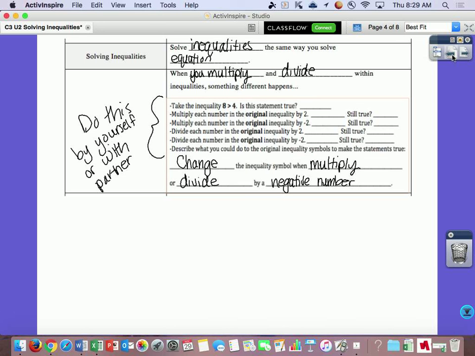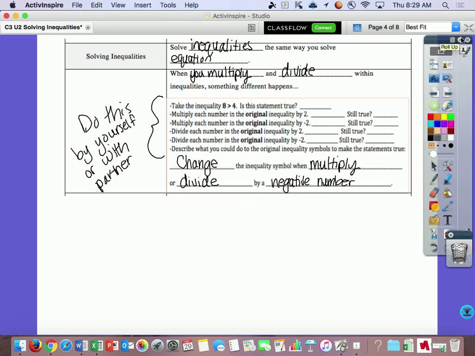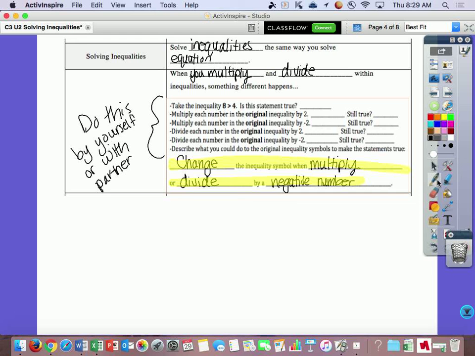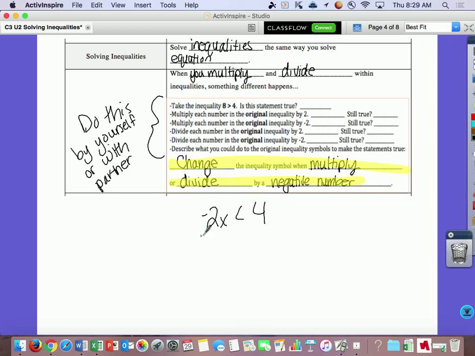Now remember, okay, and I'm going to highlight this. You should highlight it on your paper too. If you multiply or divide both sides by a negative, you need to change the sign. Okay? So, for example, if I did negative 2x is less than 4 and I divide it by negative 2, I would have to flip my sign. Okay? See how I flipped that there? Okay, so go ahead and do those examples. Check with a partner and then check with me.